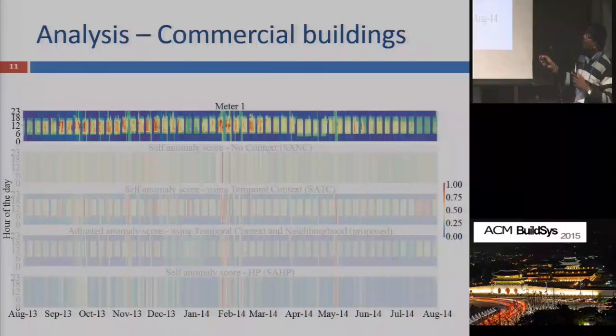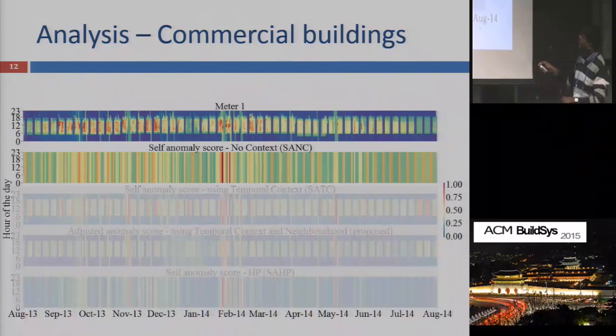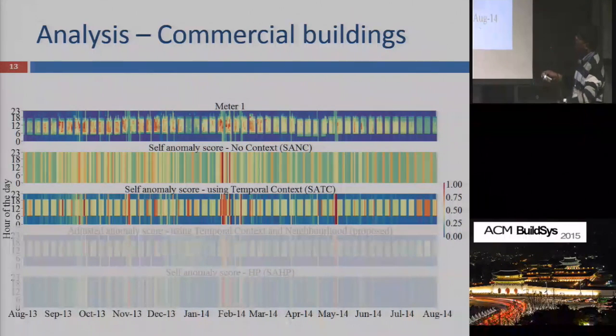This is the commercial building, and this is the actual meter data from August 13 to August 14 in 1 year. These are some potential anomalous usage events that we know of. This is how the self-anomaly detection algorithm that we proposed is working. It is able to detect this portion as an anomaly. And this is after using the temporal context, since we used 3 contexts: during the night time, the daytime, and the weekends.